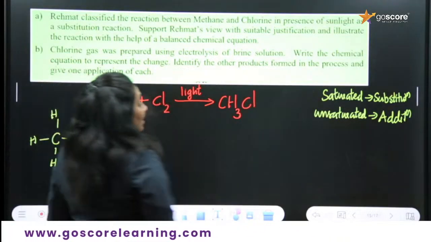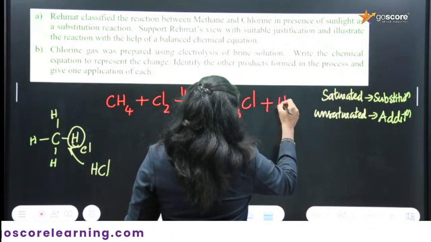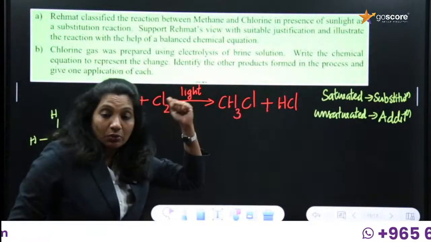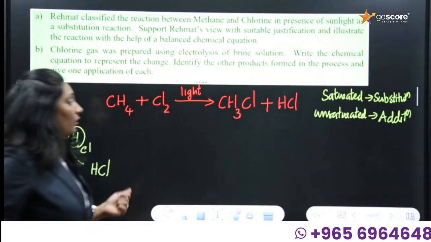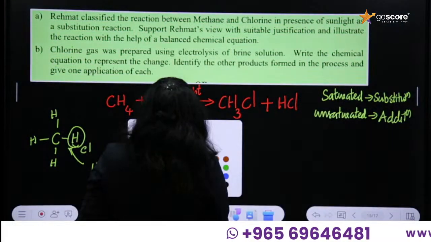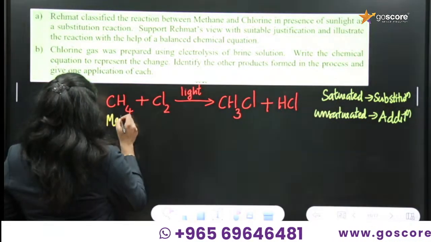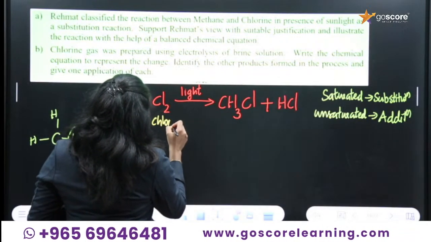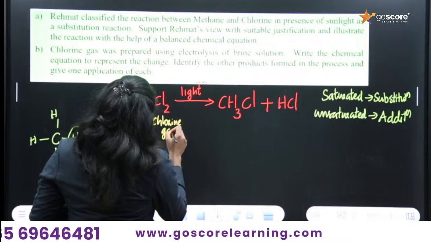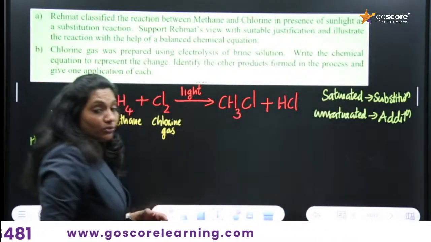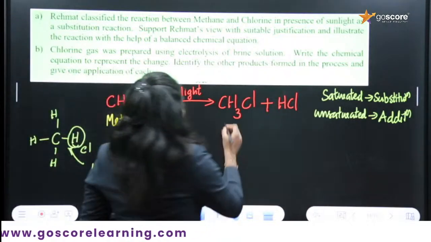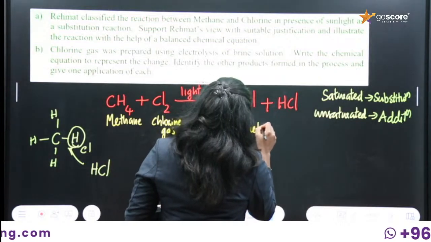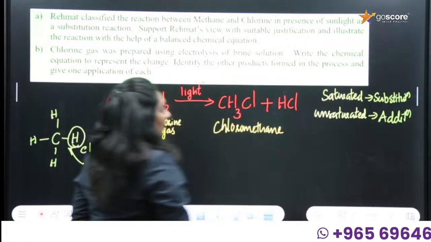So you will get CH3Cl plus, and that substituted hydrogen combines with the remaining chlorine atom to form HCl as the byproduct. And what is the name of the product? Here we are taking methane combining with chlorine gas in presence of sunlight. What is the product formed here? CH3Cl, right? So you are getting chloromethane plus HCl as the byproduct.